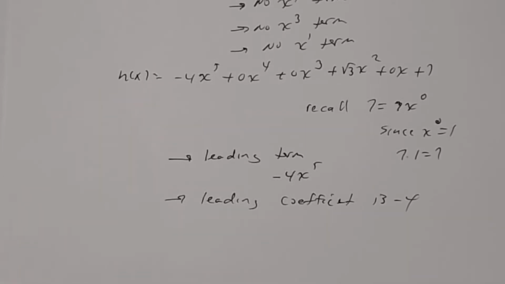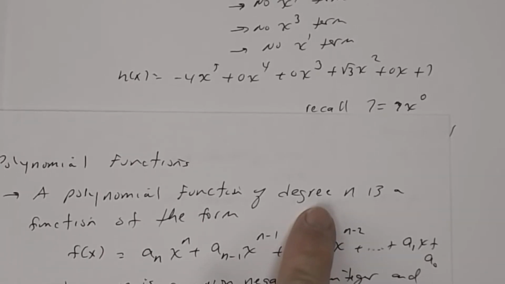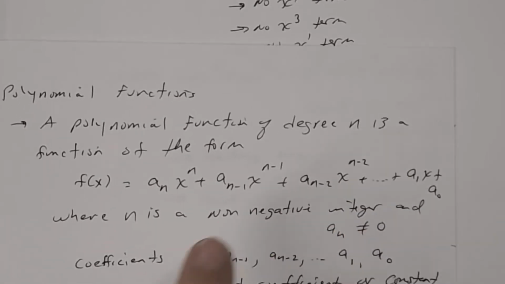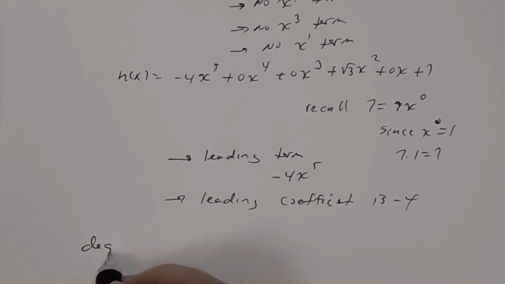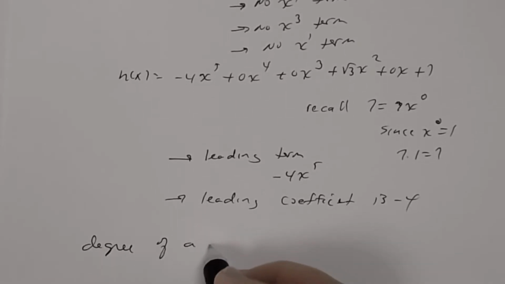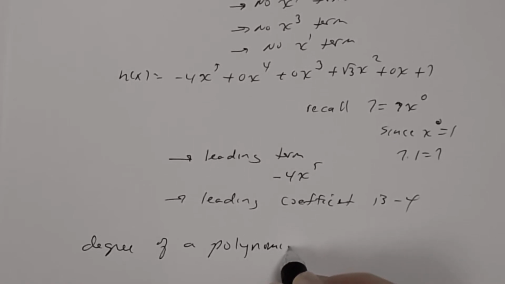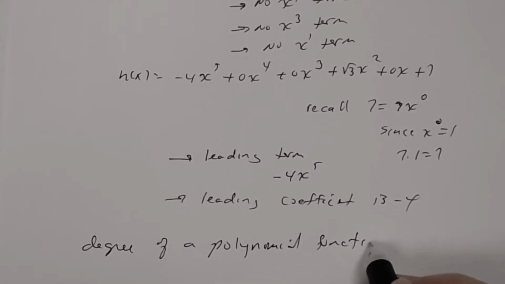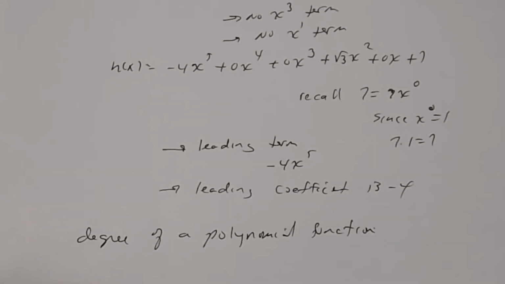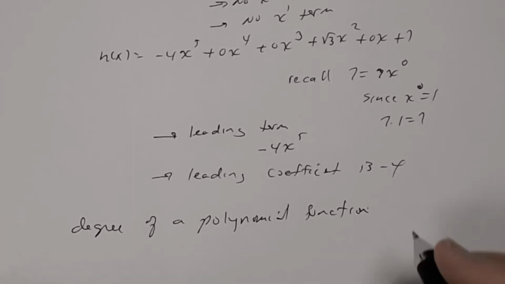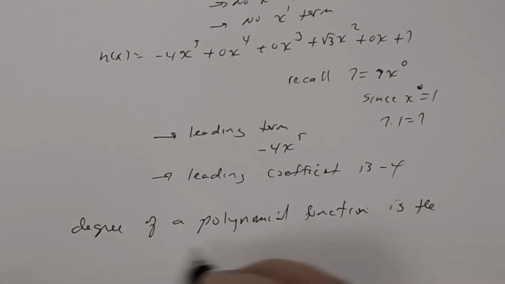All right, now, one of the other things we talked about is degree in here. See that word degree? So n is the degree of the polynomial. n is the degree of the polynomial. And remember, n is that largest exponent. So the degree of a polynomial function, we are talking about polynomial functions here, not just any polynomial functions. The degree of a polynomial function is the largest exponent.